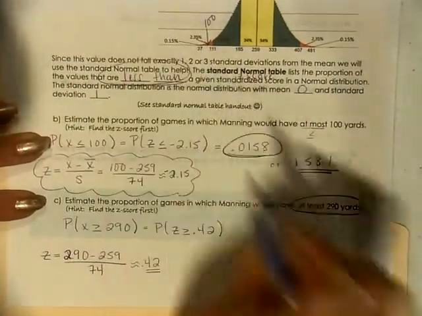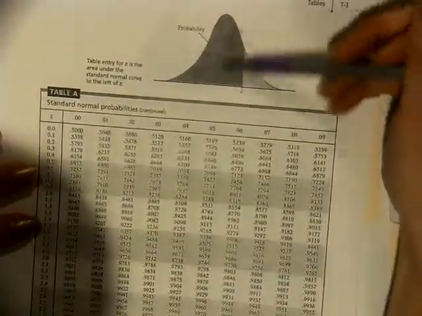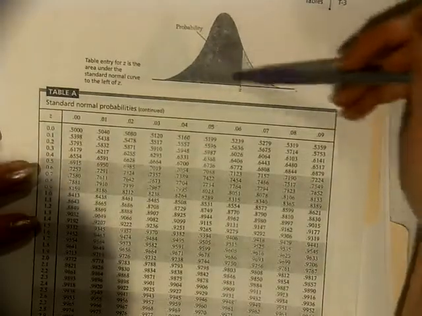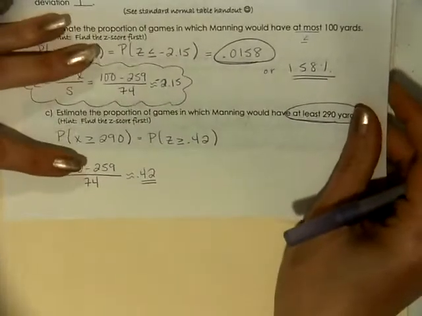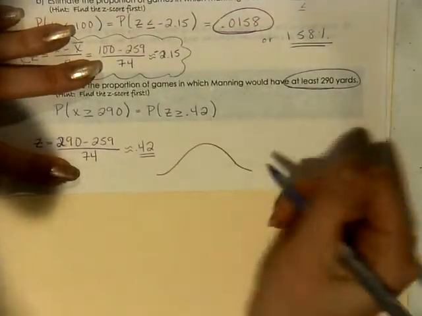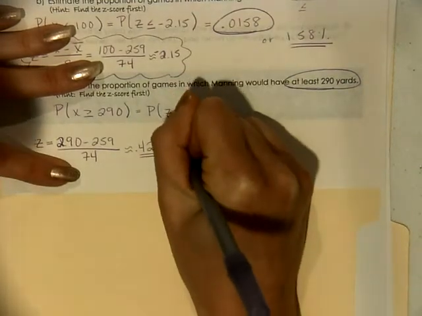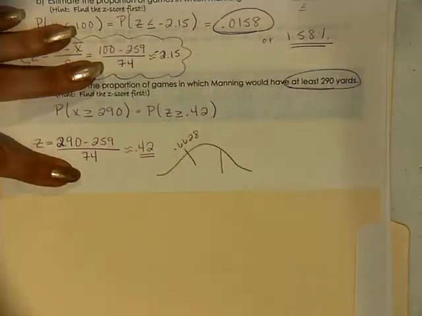Now, just to recap, earlier we said that the standard normal table lists the proportion of values that are less than a given standardized score. And it's also shaded here. It shows you that the probabilities in this table are in the shaded region, so it's always what's less than the z-score. So keep in mind, this is your 0.6628 from your table.